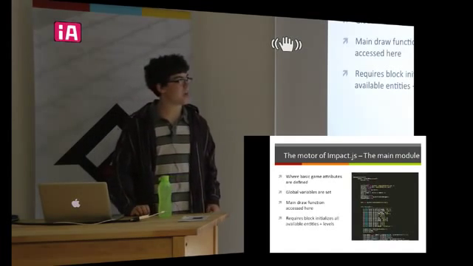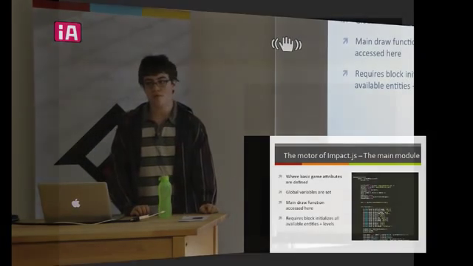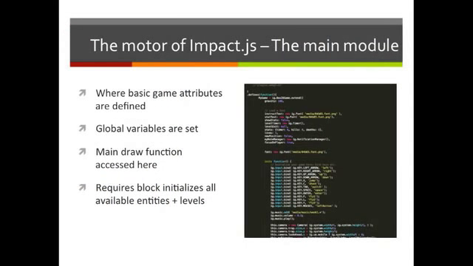You can set global variables here, which can be accessed by all the different classes. So you can have your entities, such as if you have a player in a platformer, you can keep track of whether the player is dead or alive or his score in this main module. The main draw function is also accessed here. So if you wish to display something on top of the screen above everything else, you would display it here. So you would, for example, for some text, that's where that would go. And if you have a main menu and you want to display a picture as a main menu, that's where you would display that. There's a requires block, which initializes all available entities plus levels. So if you want to have something loaded into the game engine, you would require it in this main module.